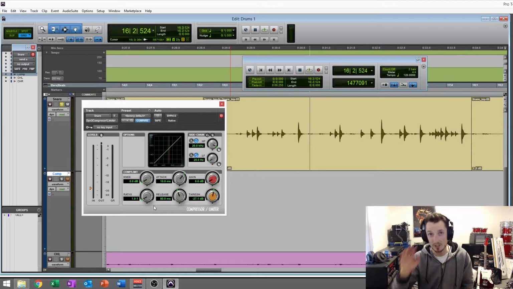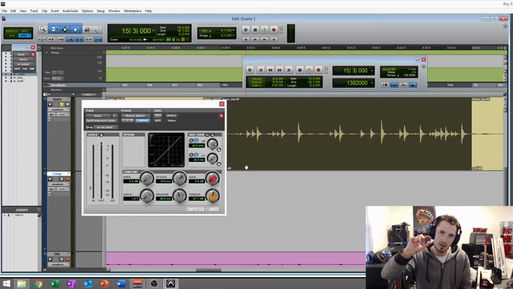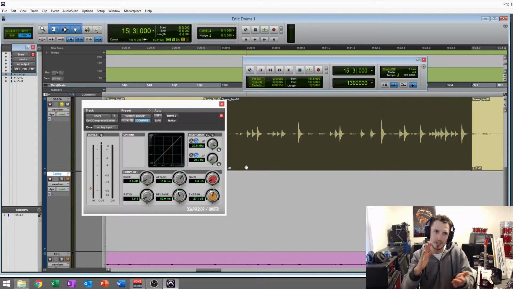Now, it's not compressing at the moment. Don't panic if you didn't hear any difference, because our ratio has not changed. What I'm going to do is play this back on loop, and I'm going to slowly wind our ratio up, and you'll hear it go from no compression to some mild compression to absolutely limiting.